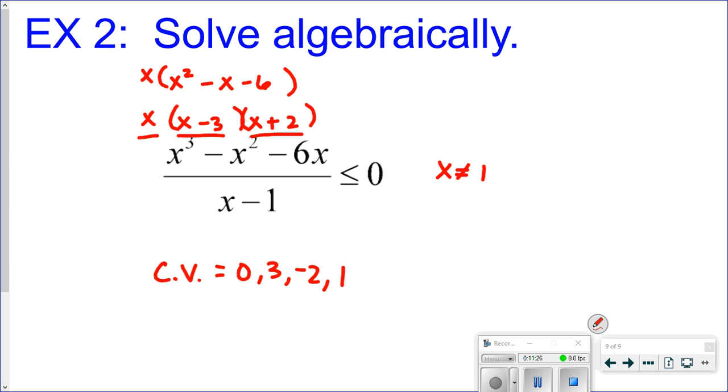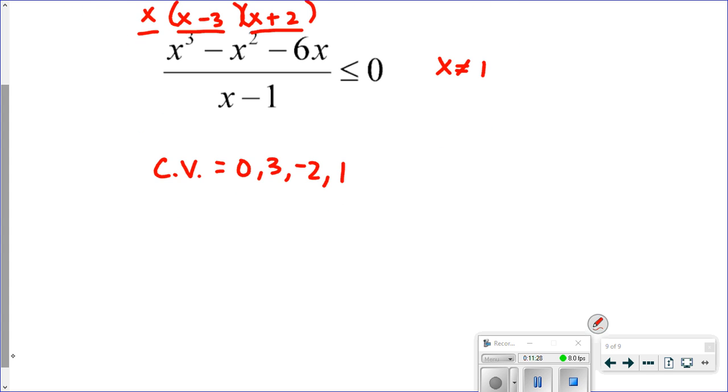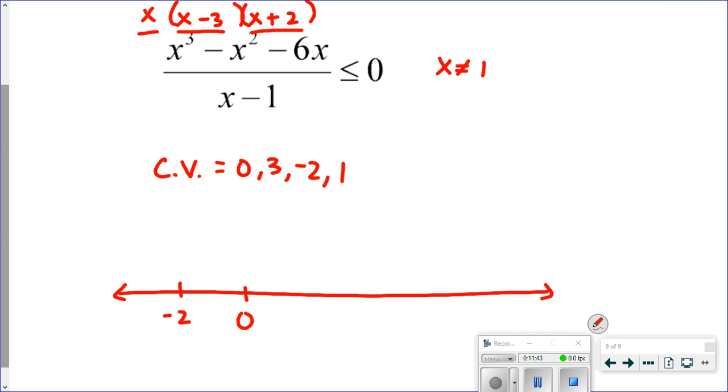Okay, so I'm going to make a number line. Give us some more space here. And I'm going to put these in order, so negative 2, 0, 1, 3.